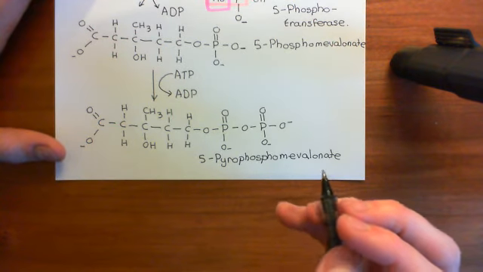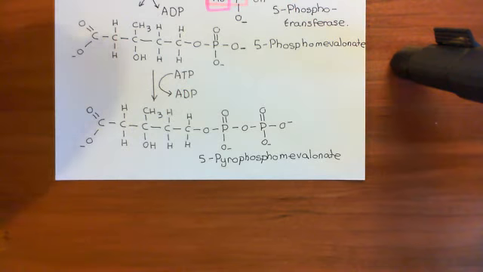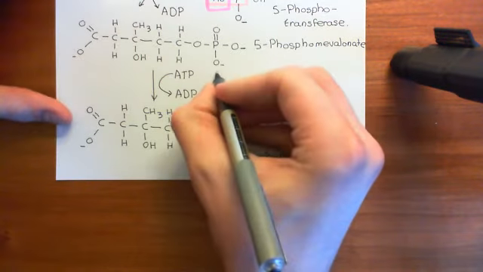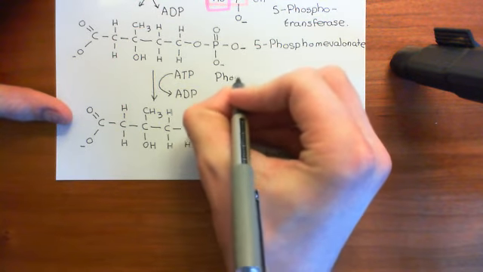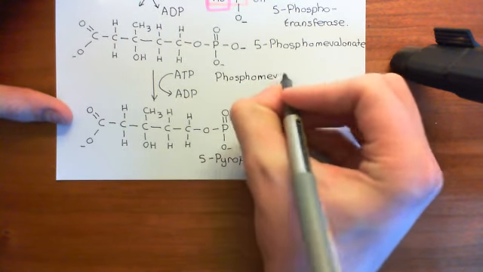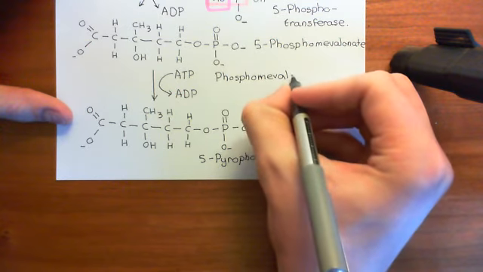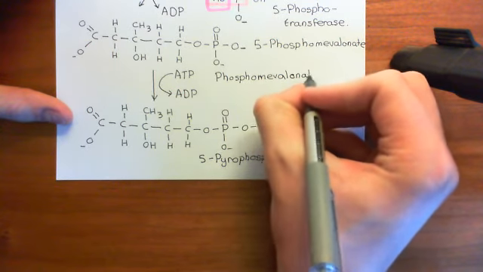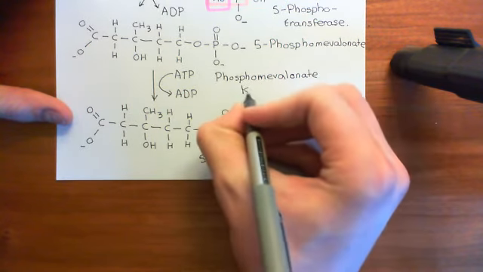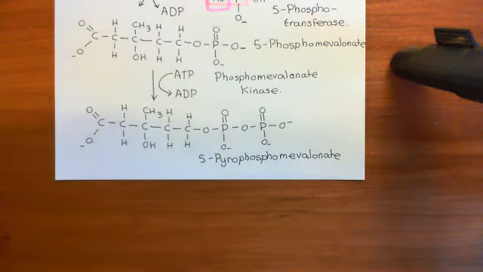Okay, right. The enzyme which adds that additional phosphate group onto 5-phosphomevalonate is phosphomevalonate kinase. Enzymes which add phosphate groups onto molecules are called kinase enzymes. So this is phosphomevalonate kinase, and it is adding a phosphate group onto phosphomevalonate.